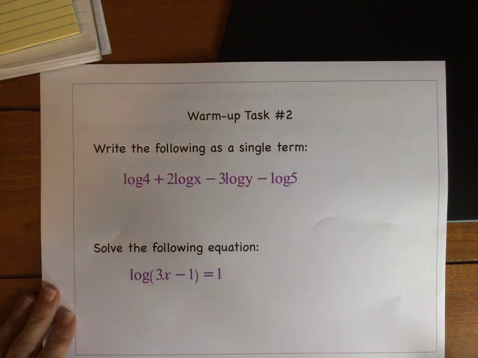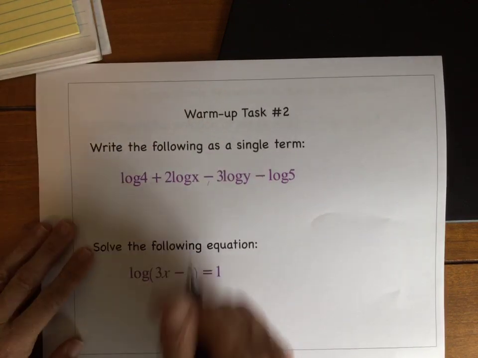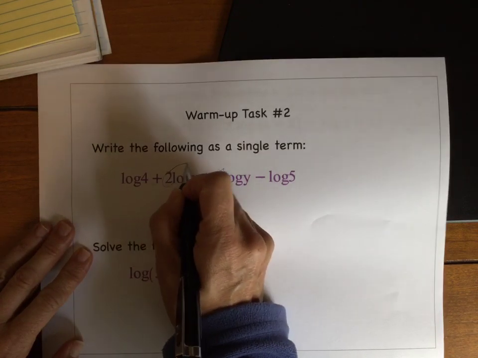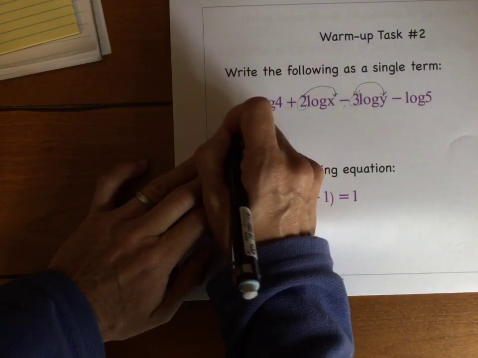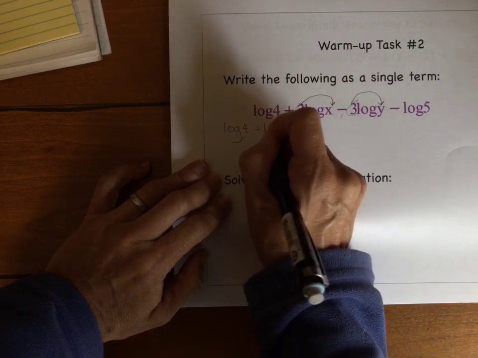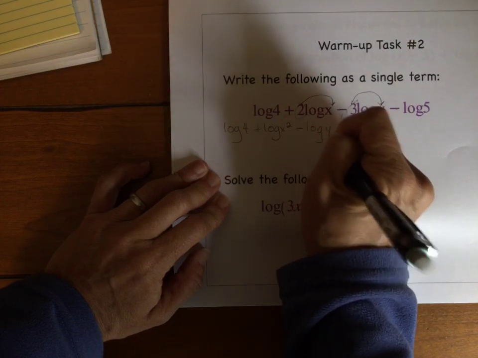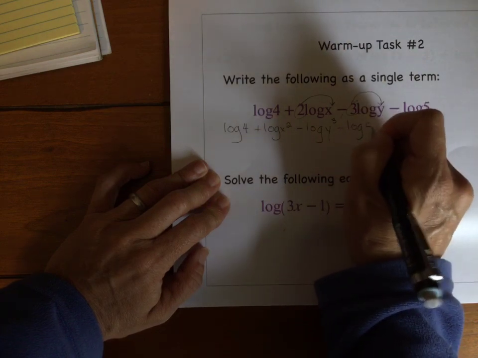The top one is using properties of logs. So we know addition here, that is multiplication, subtraction is division, and we also know that these numbers out front represent exponents. So first step, maybe you just want to put those exponents in there, giving you log 4 plus log x squared minus log y cubed minus log 5.